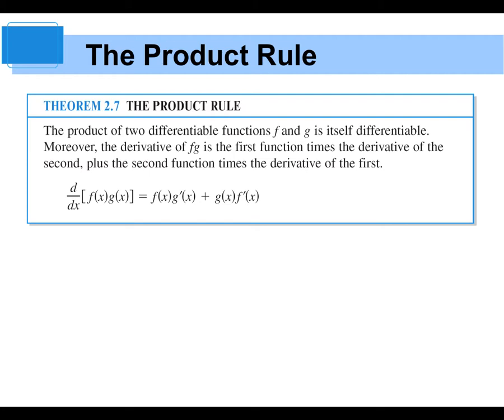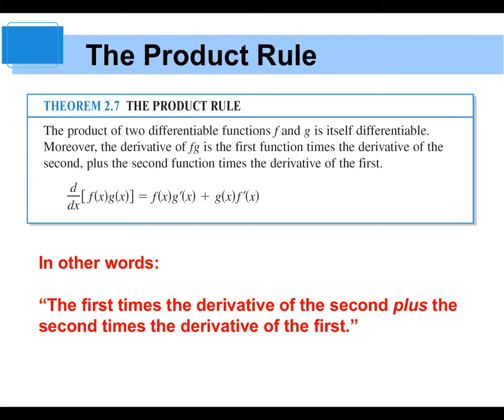All right. Here's the product rule. If you want to take the derivative of f of x times g of x, you can't just take f prime times g prime. You have to take f times g prime plus g times f prime. If you want it in English, it's right there. The first function times the derivative of the second function, plus, and it must be important because I wrote it in italics, the second times the derivative of the first.